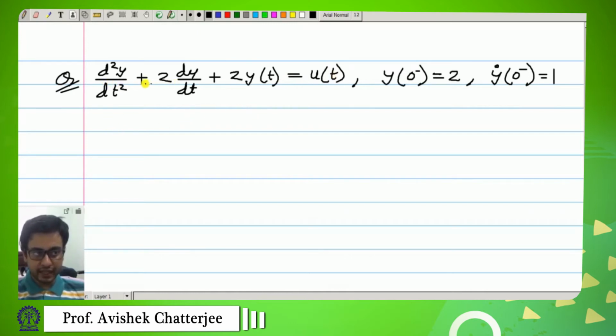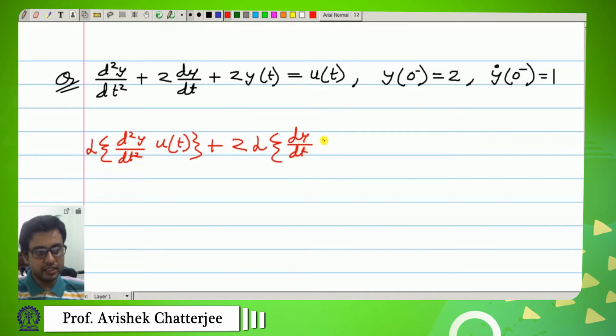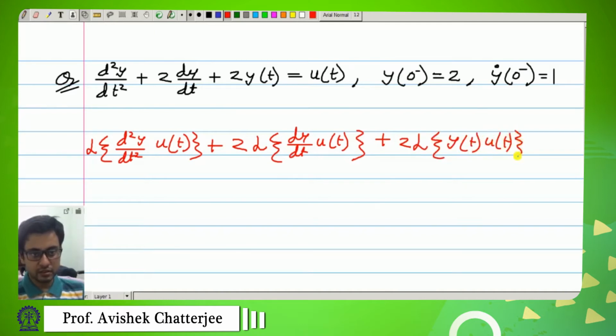Again we will take one-sided Laplace transform. So Laplace transform of d2y/dt2 multiplied with u(t), plus 2 into Laplace transform of dy/dt u(t), plus 2 into Laplace transform of y(t) u(t), and then the right side: Laplace transform of u(t) multiplied with u(t) is u(t) itself, and Laplace transform of u(t) is 1 over s. Let me write it directly.